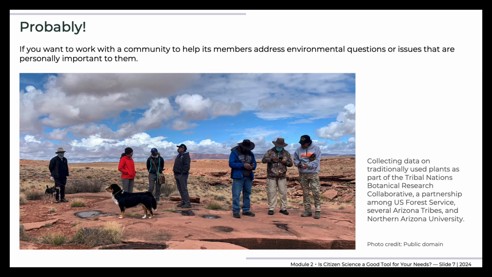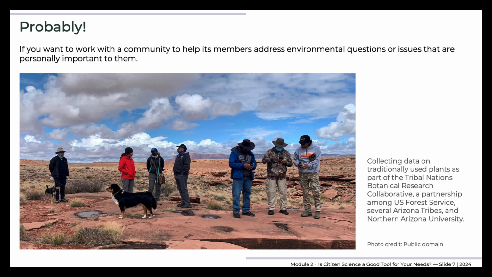Sometimes questions or issues arise from a community rather than from scientists or managers. In this case, a project is truly bottom-up. An example of a community-based project that originated from an indigenous community is the Tribal Nations Botanical Research Collaborative, which is a partnership among the U.S. Forest Service, several Arizona tribes, and Northern Arizona University.